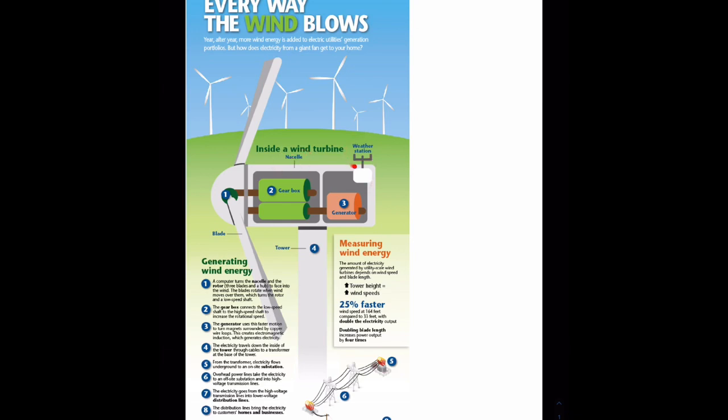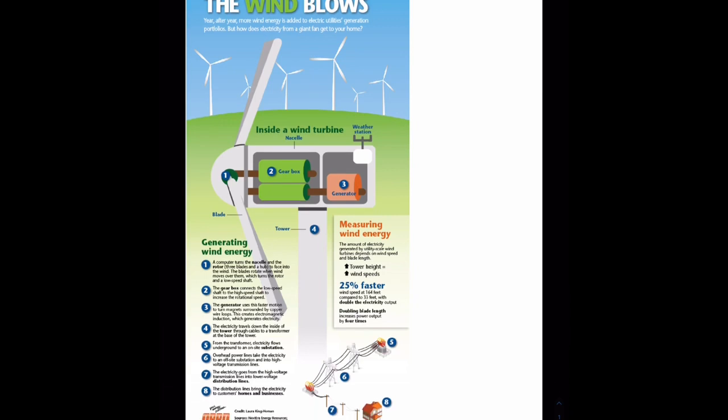We have the weather station, and we have for sure the tower. So generating wind energy, first thing, the rotor. A computer turns the nacelle and the rotor.